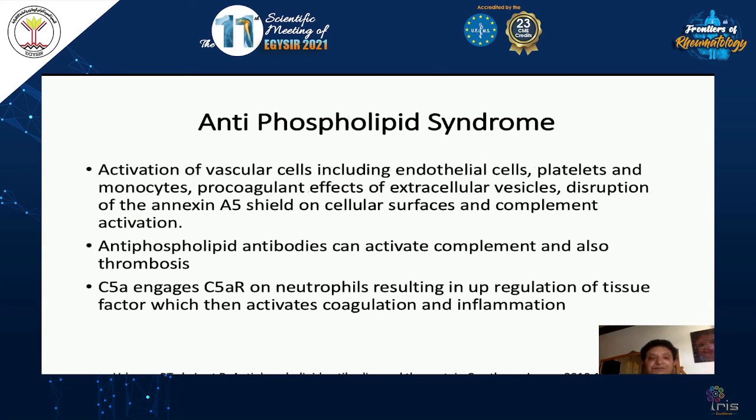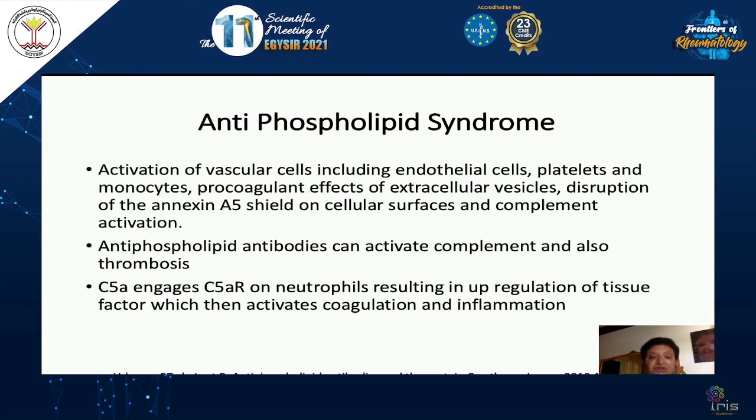Let's look at antiphospholipid syndrome. Activation of vascular cells, including endothelial cells, platelets, monocytes, procoagulant effects of extracellular vesicles, disruption of the annexin A5 shield on cellular surfaces, and complement activation are all there. Antiphospholipid syndrome is par excellence a demonstration of how immunity and thrombosis are together. Antiphospholipid antibodies can activate complement and also thrombosis.